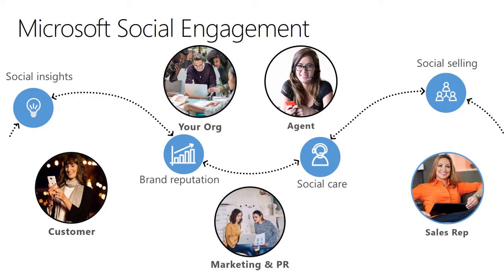Social engagement helps improve this experience through key 4 capabilities. They're deeply integrated with Dynamics 365. We have social insights, brand reputation, social care, and social selling. We'll look at each of these capabilities and show you how to configure these in your organization throughout this course. I'll bring features back to our use cases and help you put social into your core business strategies.